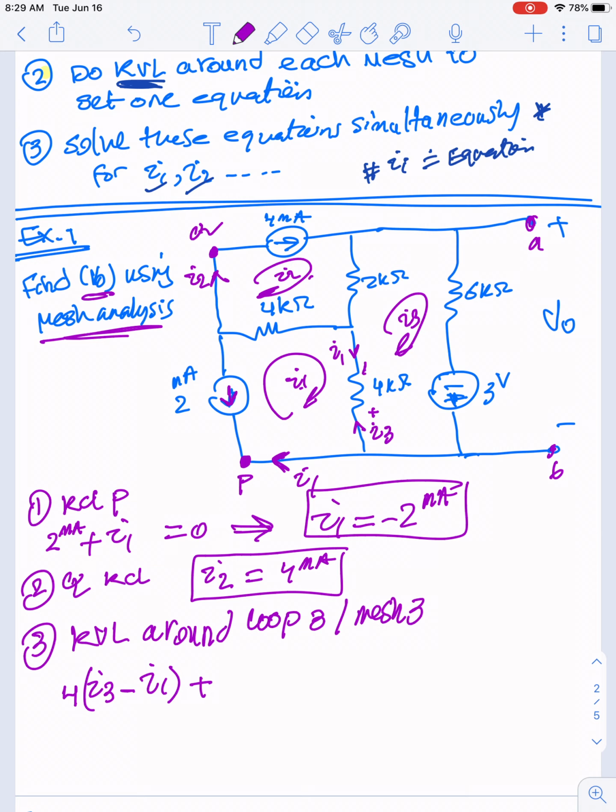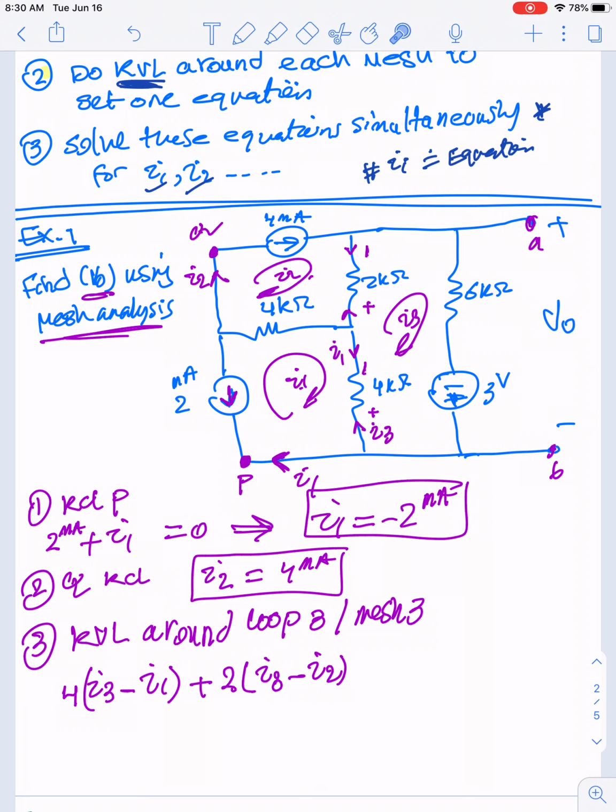What about the voltage across the 2 kilo ohms? So we're assuming that I3 is going in from a positive terminal. So we'll have 2, and the current in this branch is I3. So I3 is going in that direction, however I2 is going in the reverse direction. So we'll have I3 minus I2. And by the way, this is always the case because we are assuming here that all the currents have the same direction, clockwise direction.